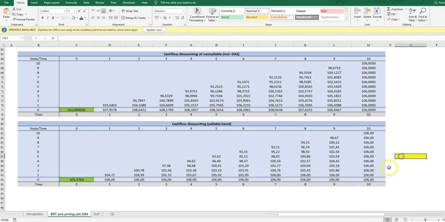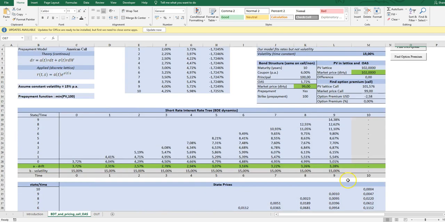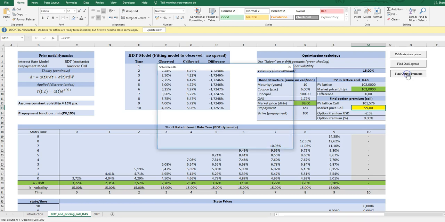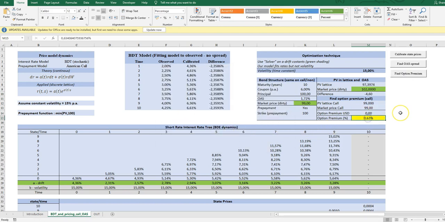So right now we have the changed cash flow due to the short of the American call option. The investor shorts or sells to the borrower a call option. And we can see now that the price is 101 in the setting, but the market price is only 99, so there must be another premium, and this premium is exactly the option premium. So let's just find it, and again we add on top of the OAS a premium, which is 63. So this is how you do it.